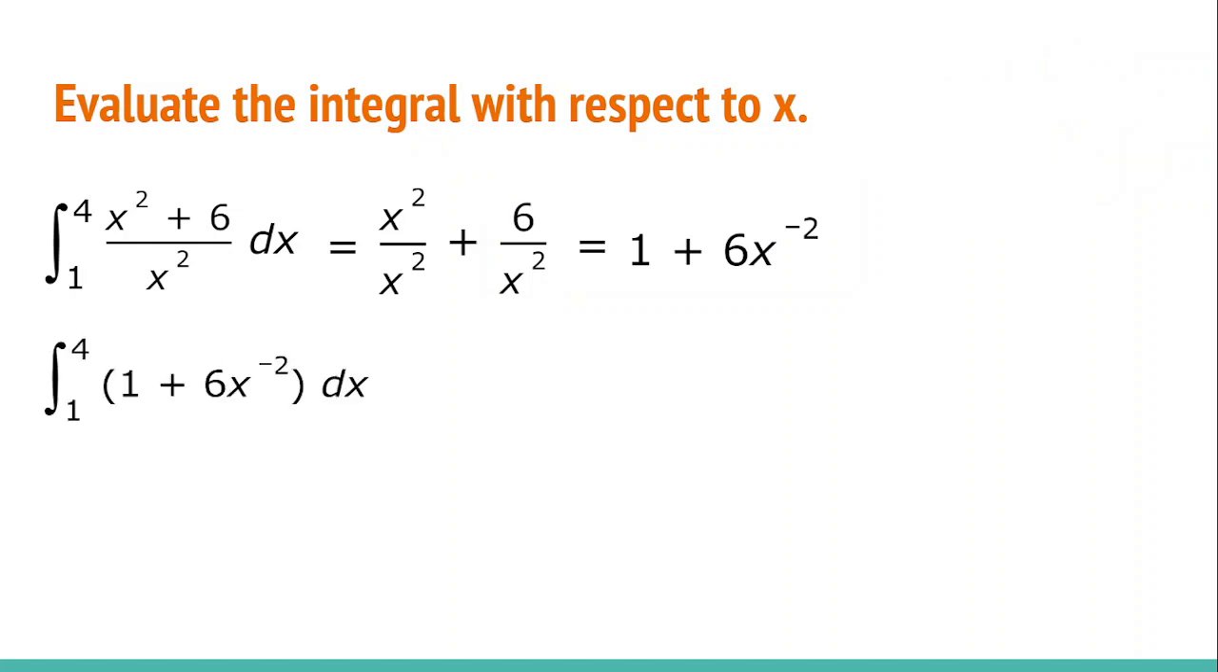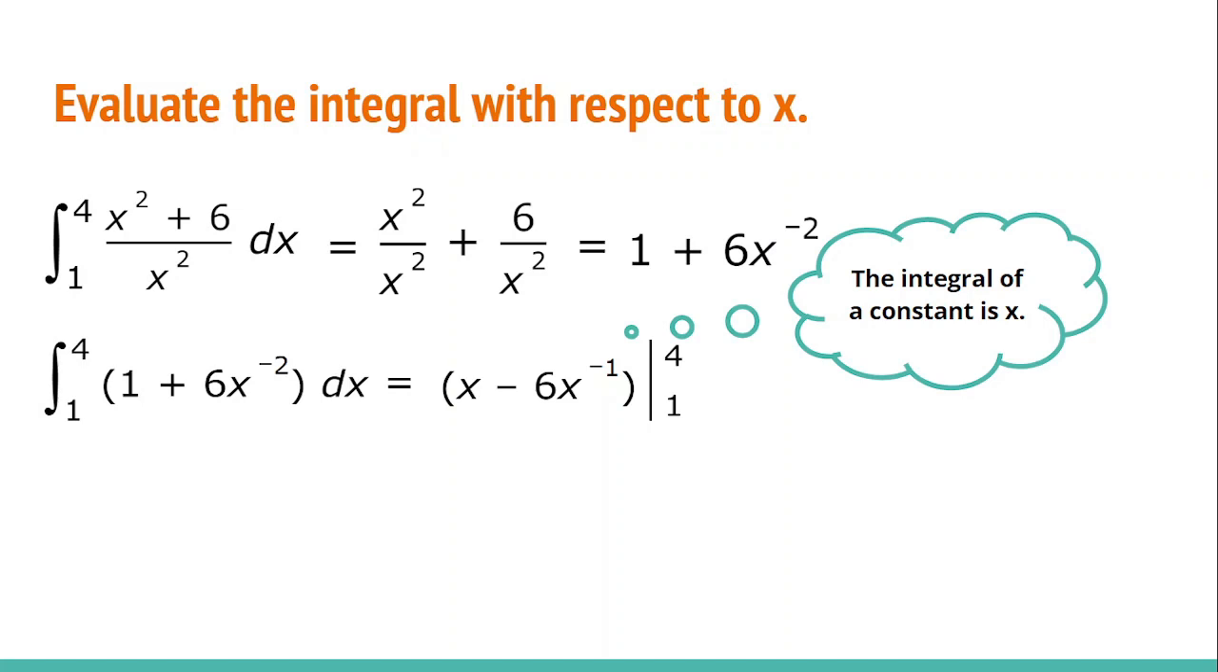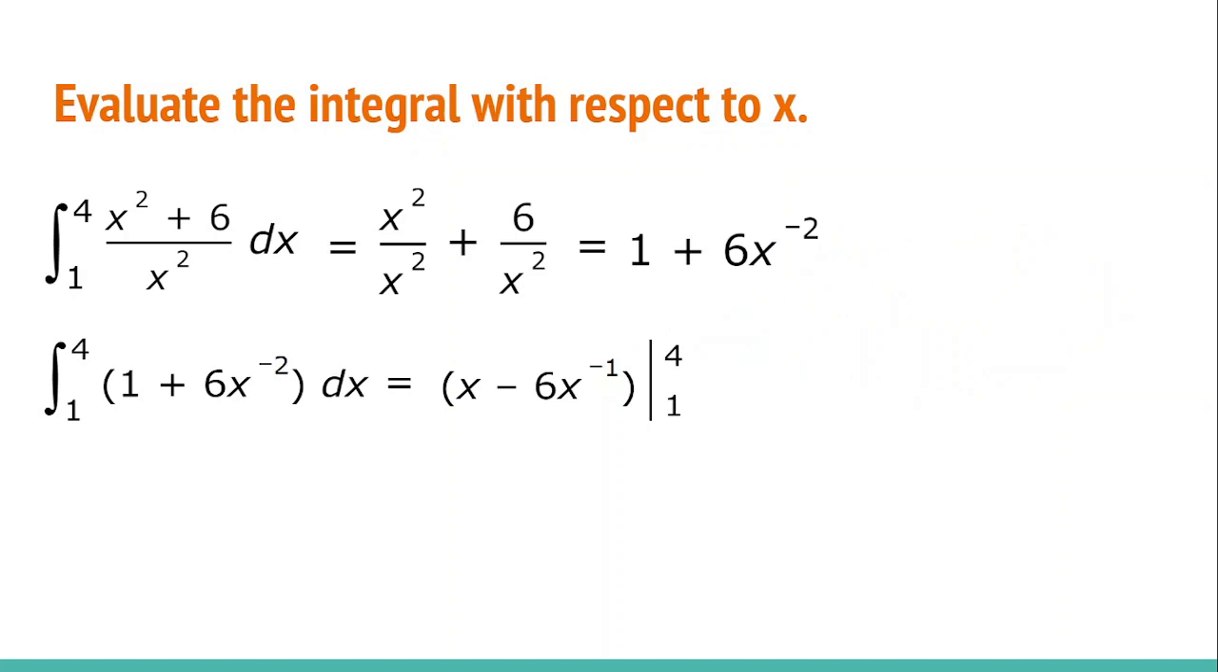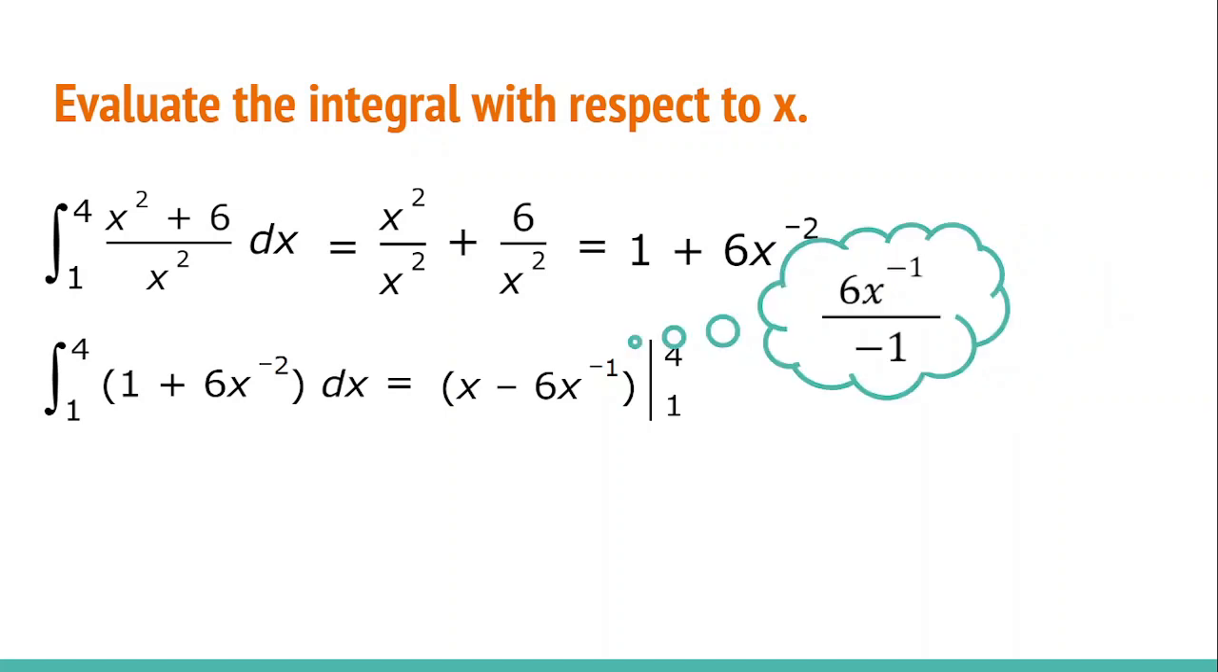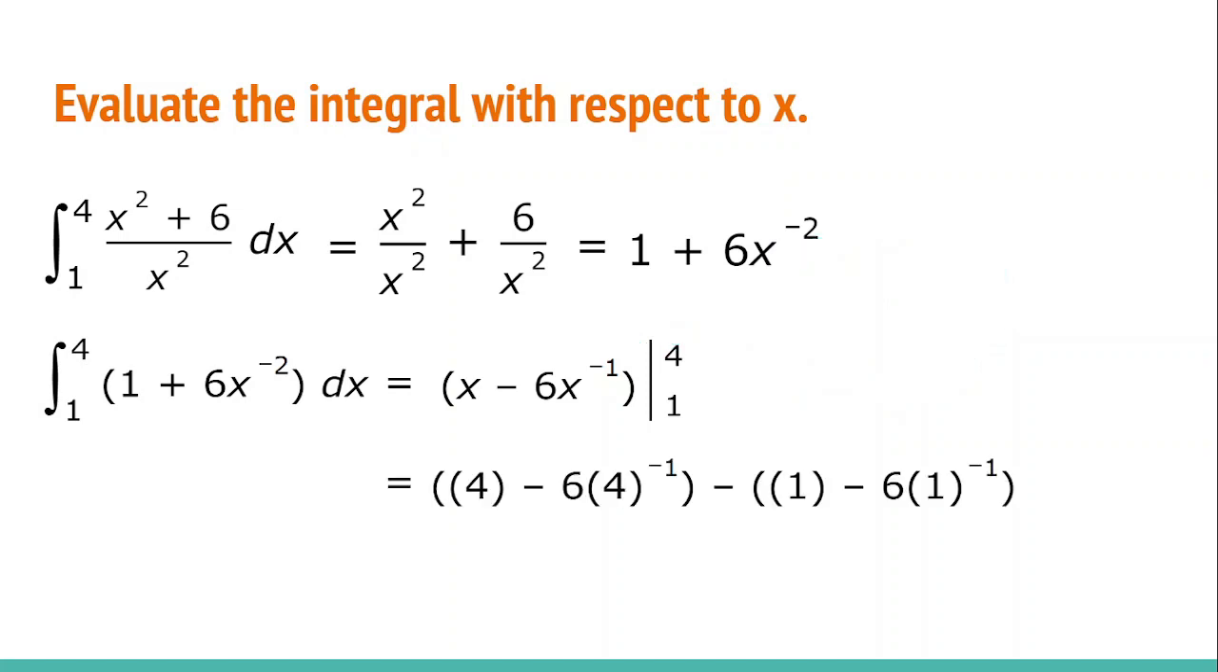So your new function is 1 plus 6x to the power of -2 with respect to x in the interval between 1 and 4. So the integral of 1 is x, and then you add 1 to the exponent. You get x to the power of -1, and you divide by the new exponent -1. You simplified that down to -6x to the power of -1 on the interval between 1 and 4.